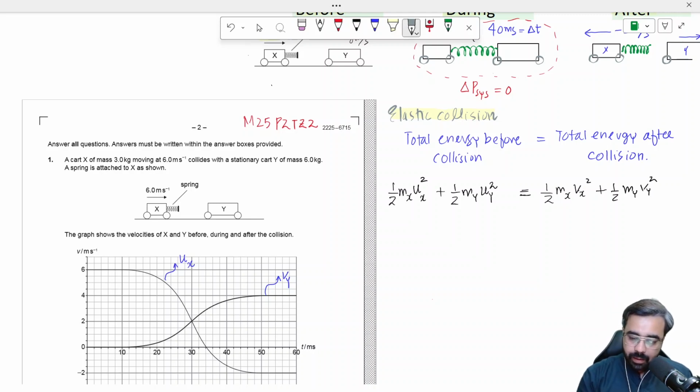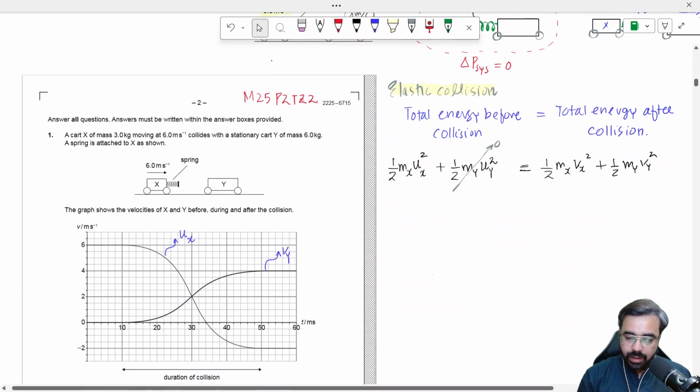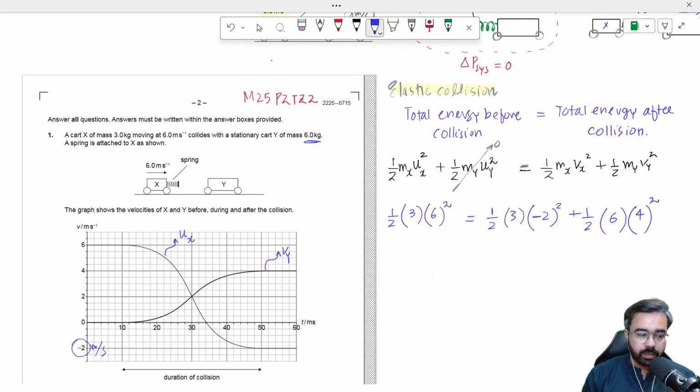Okay, so let us see. Don't you think this factor is zero? Because the cart Y was already at rest before the collision. It was stationary, right? And so let us put the values. 1 over 2, the cart X has a mass of 3 kilograms and its speed was 6 meters per second, squared, 36. And 1 over 2, 3. After the collision, the cart X has a velocity of negative 2 meters per second. So that is negative 2 square, plus 1 over 2 into the cart Y has a mass of 6 kg. So 6 into the final velocity, which is positive 4, right?